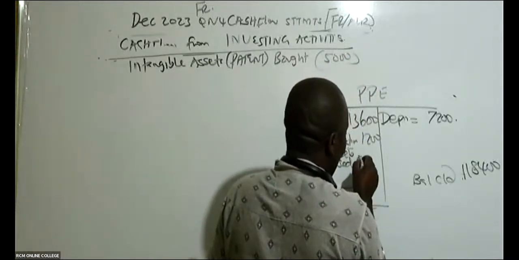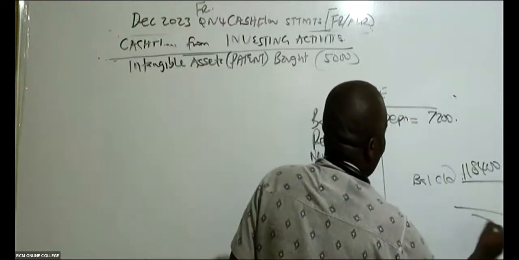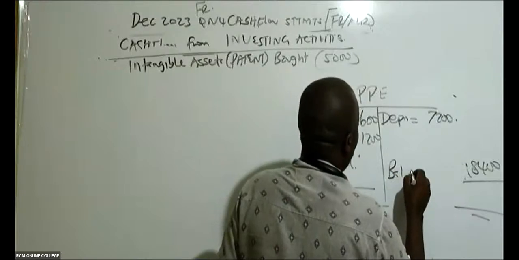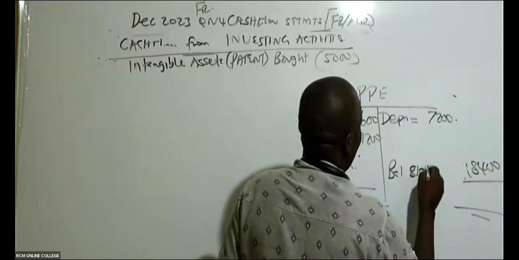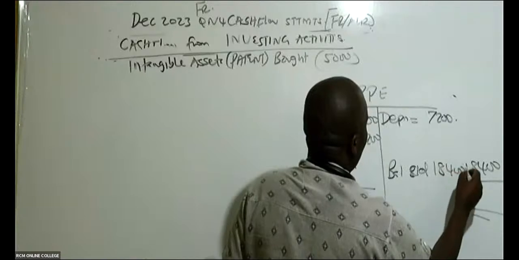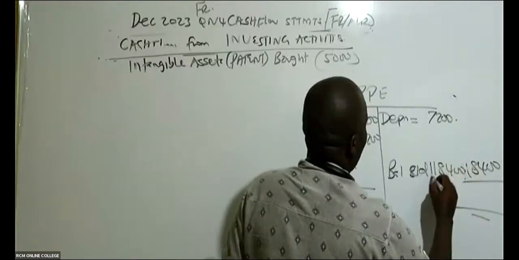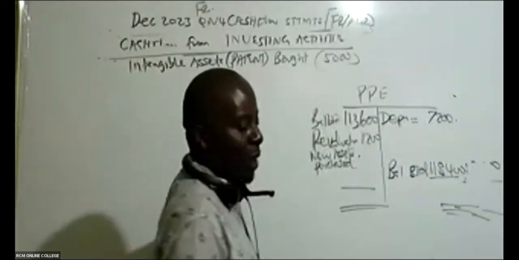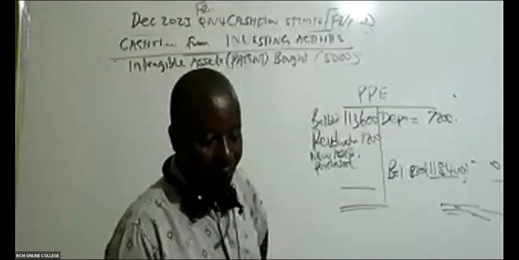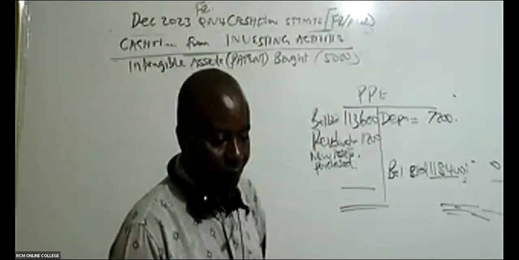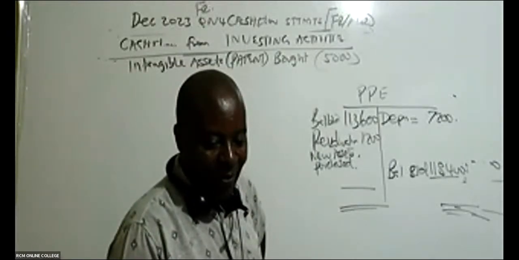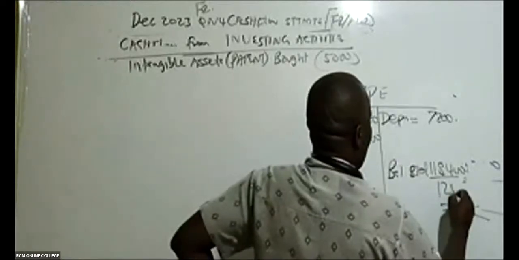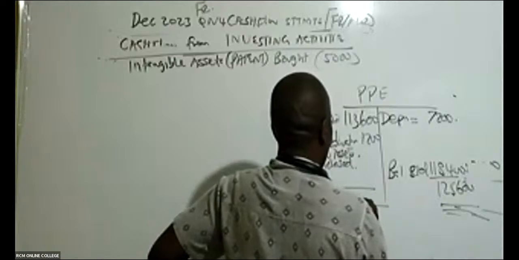So are you able to give me the balancing figure? The balancing figure is what will come here. Is there somebody who can add this? Balance, brought down, carry down, 118,400 plus 7,200? So in the interest of time, because I must finish, 125,600. So this is 125,600.